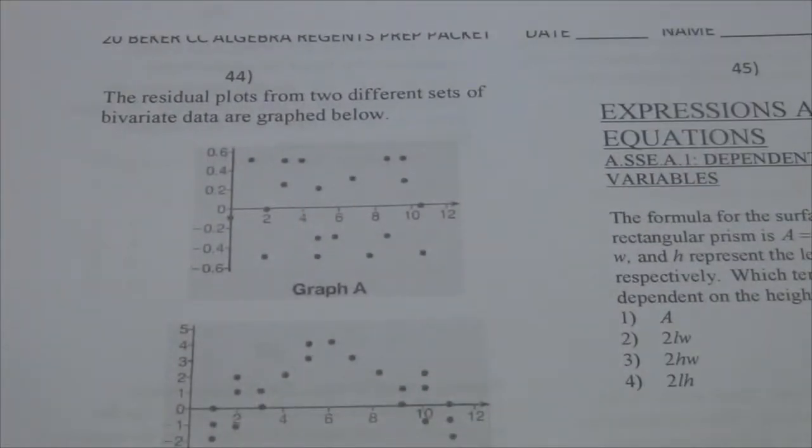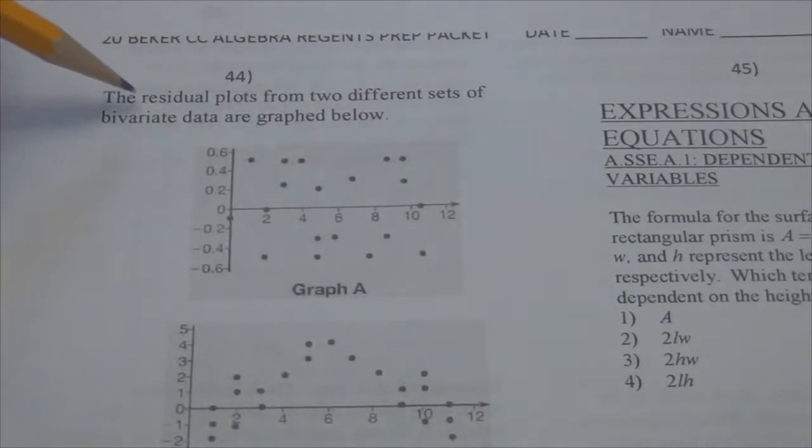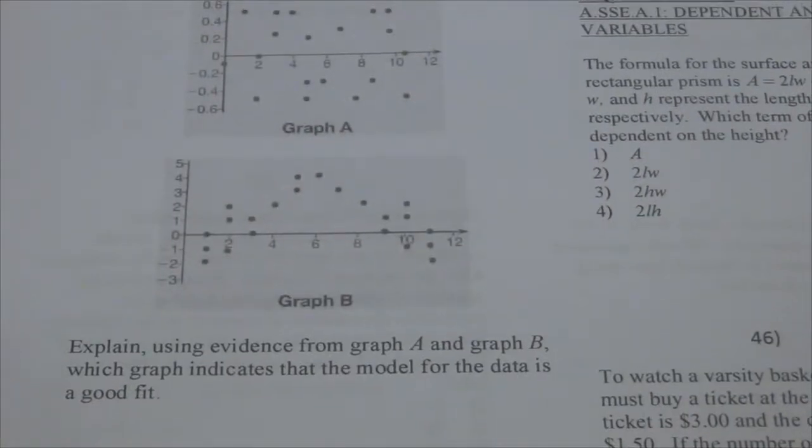Okay. So it says, the residual plots from two different sets of bivariate data are graphed below. Bivariate means that there are two variables, okay? That's what it means. All right. So now, these are the plots, and let's see what it says. Explain, using evidence from graph A and graph B, which graph indicates that the model for the data is a good fit. All right. Right away, which do you think is a good fit?